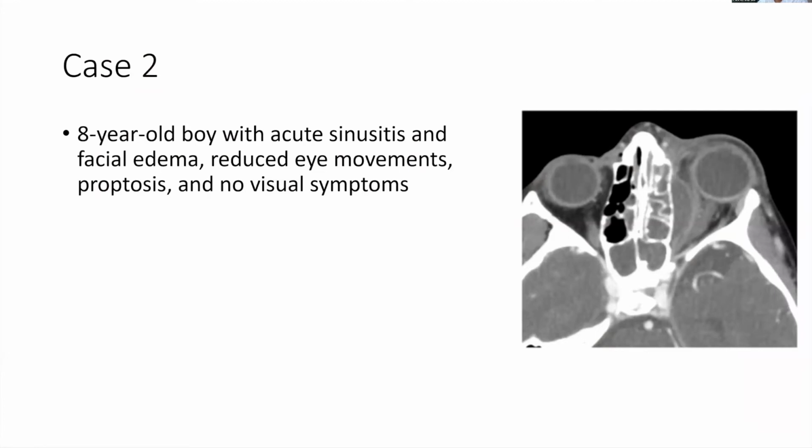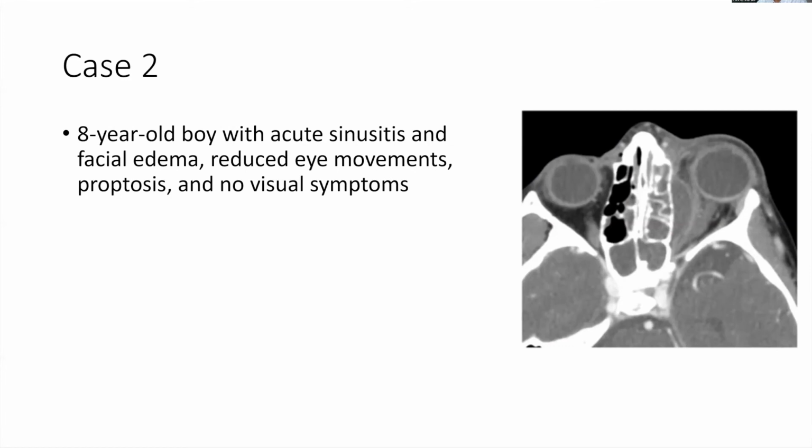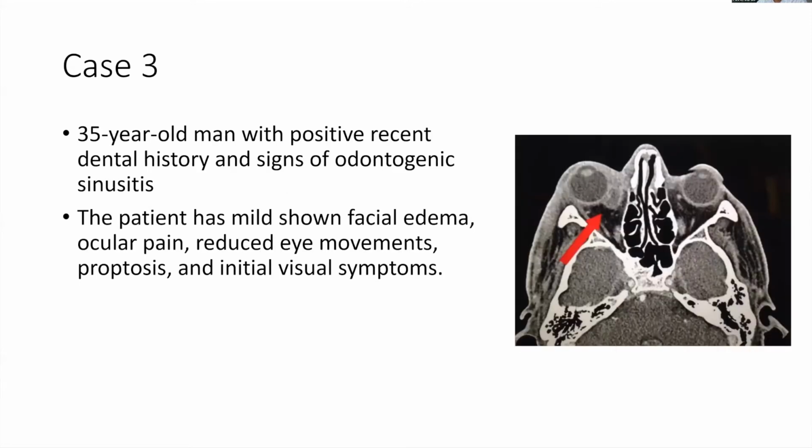Now, this is another patient, a boy, 8 years old. Again, reduced eye movements, proptosis, but no visual deterioration. There is clearly an enhancing rim on the CT scan, and so we concluded there is an abscess. And this patient, again, needed drainage, which in this case was done endoscopically with a very good result.